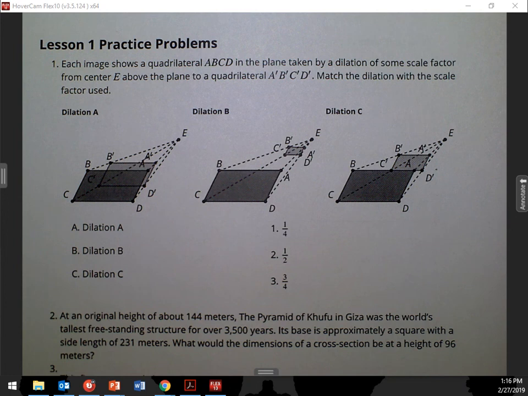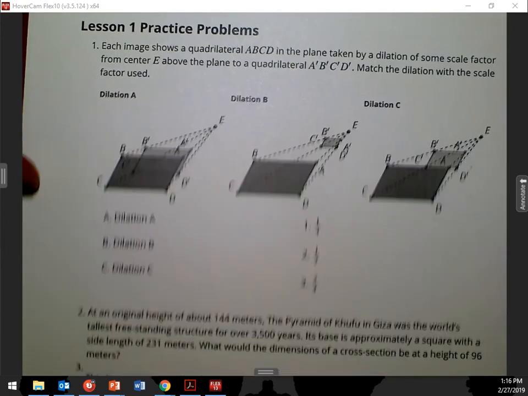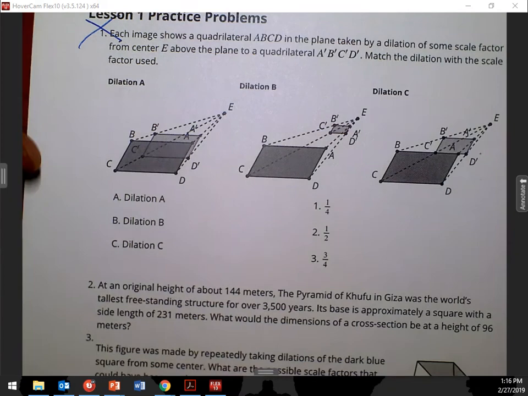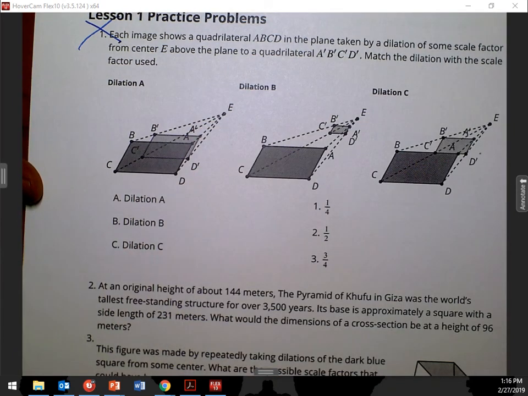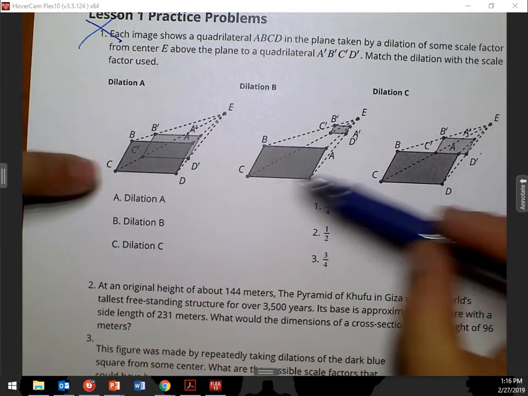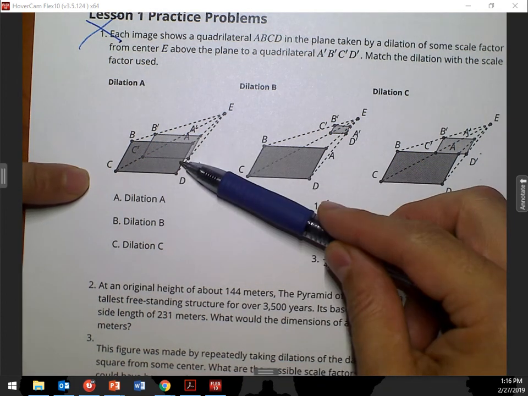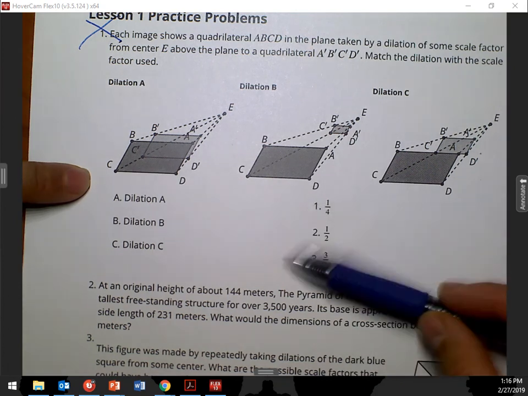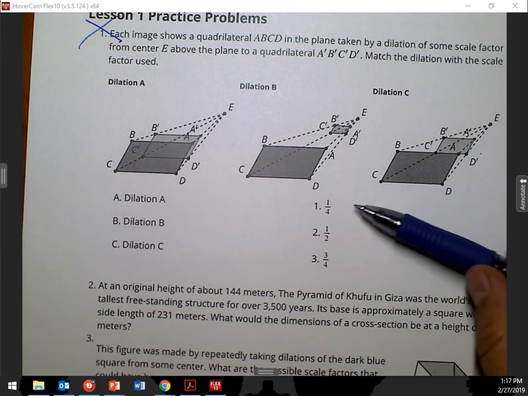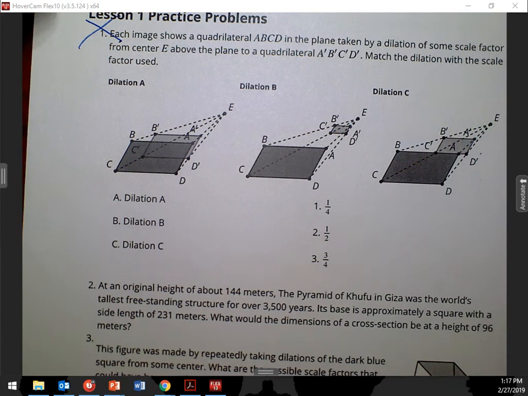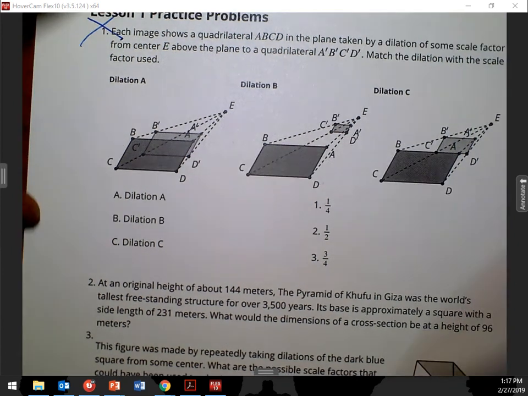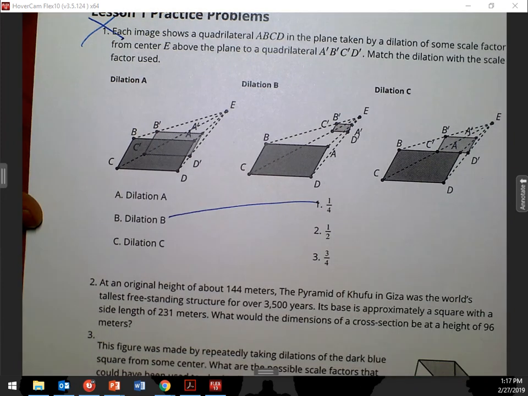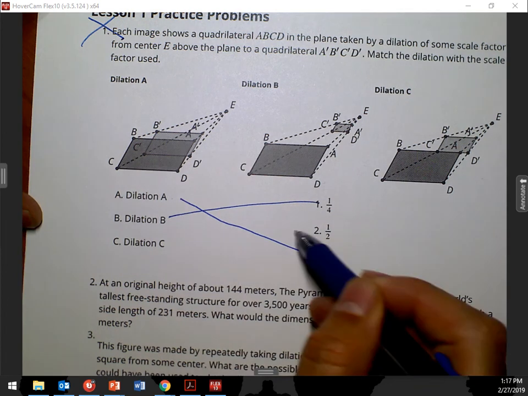Okay, from the test, that one's not on it. This was asking dilations. There is no dilations on the test though. Dilation A is this one right here. So it's asking which one is going to be a quarter. Quarter is the smallest out of all these, right? So that's going to be B, right? Which one is the largest? A, so that one's going to go there, and my last one goes there.